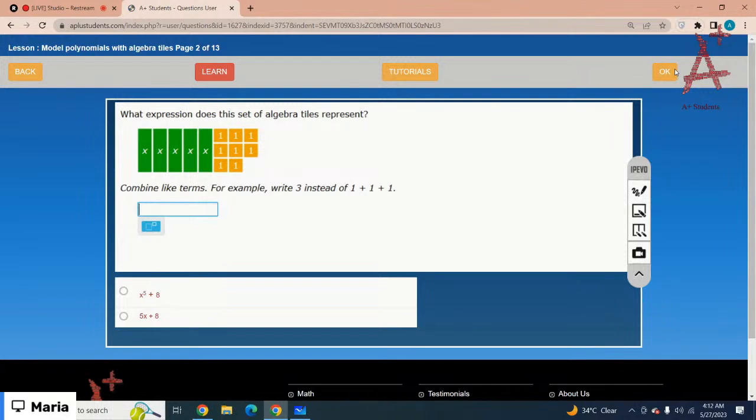Okay, what expression does this set of algebra tiles represent? So which is the correct option? You have 5 tiles for x and 8 tiles for 1. So it would be 5x plus 8. So the correct option is 5x plus 8.